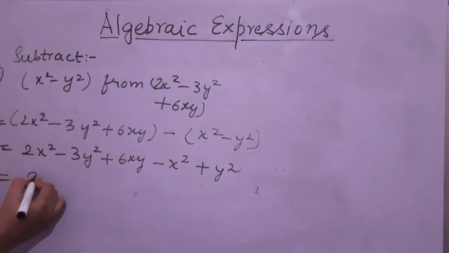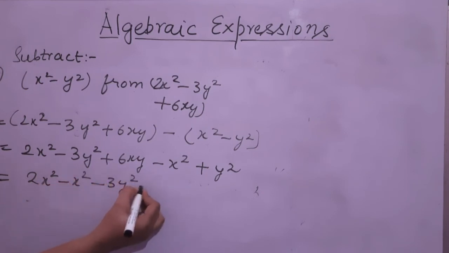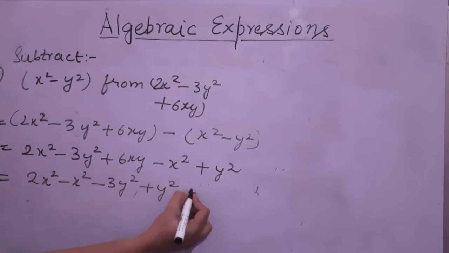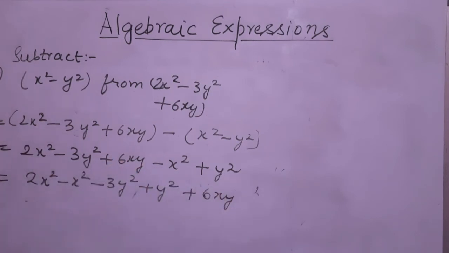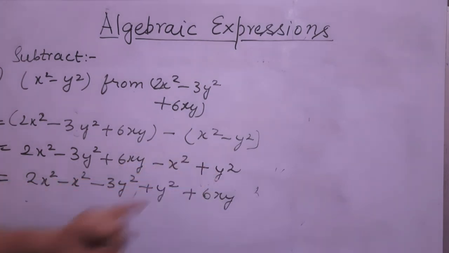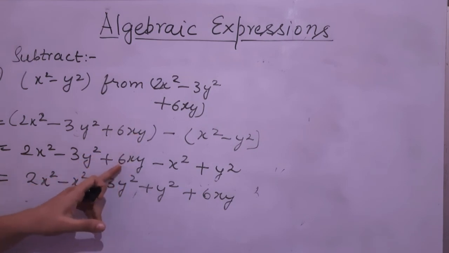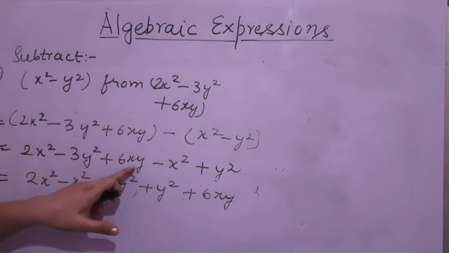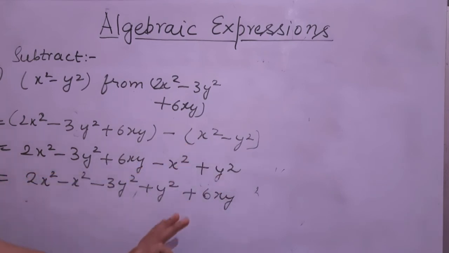Now what is the next step? Collecting all the like terms together. So I am collecting the like terms together. There is no literal factor 6xy in the second algebraic expression. The first algebraic expression had xy, there was a term having literal factor xy, but in the second algebraic expression there is no such term, so we will simply write 6xy.